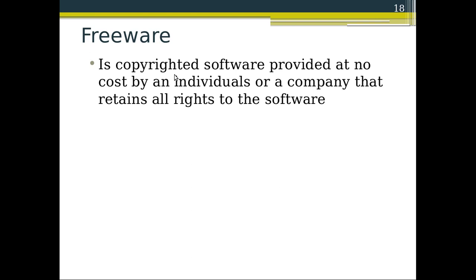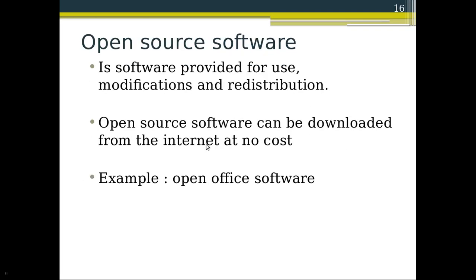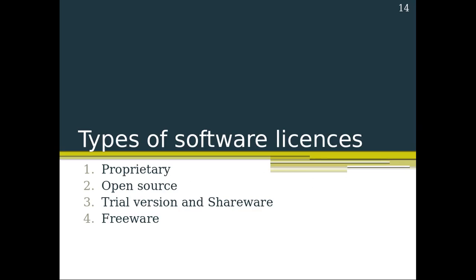If you cannot access the source code, you cannot modify and you cannot redistribute another version of that software. So it is a copyrighted software provided at no cost, free, يعني free to use, by an individual or a group of individuals or a company that retains all rights to the software. يعني you can use it but you cannot modify it. Okay, you can use it for free but you cannot modify it. Okay, so four types of software here: proprietary, open source, trial version, and freeware.